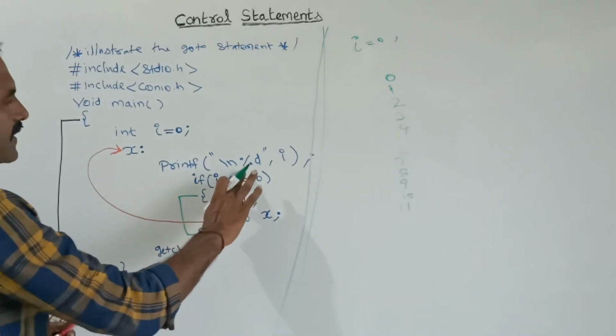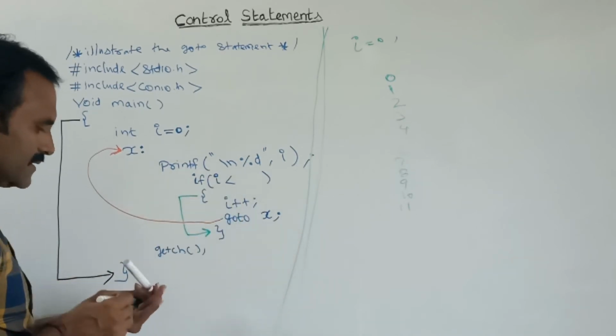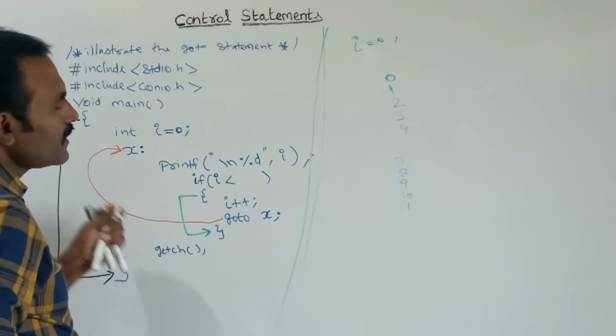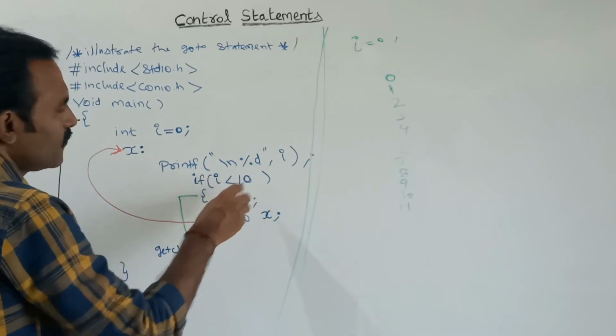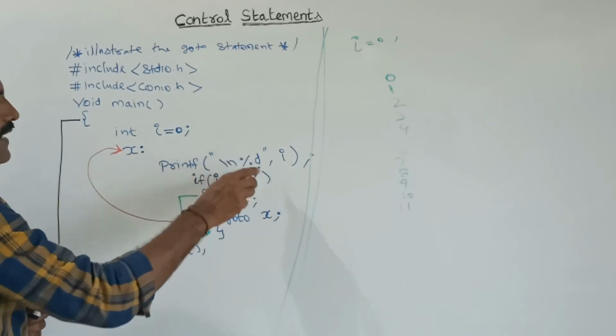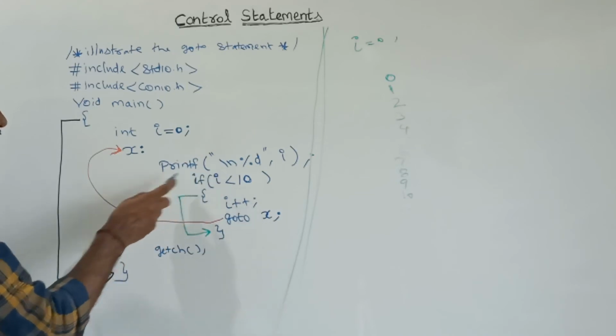Suppose you are giving lesser than 10, i is checking the condition, i is lesser than 10, it will print the value up to 10. It will check the condition up to 9. Once it is 9, the value will be incremented to 10. Here the value 10 will be printed. After that this condition is false, when it is 10, it will come outside.